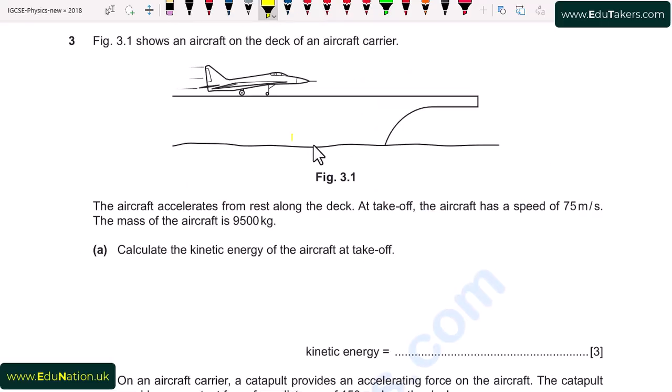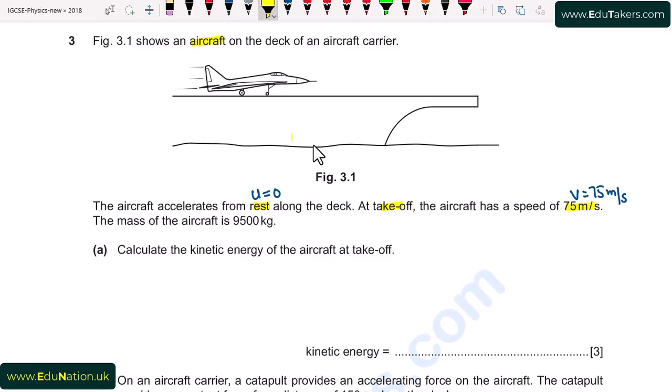Question number 3. Figure 3.1 shows an aircraft on the deck of an aircraft carrier. The aircraft accelerates from rest. It means that initial velocity is equal to 0, that is represented by u = 0 along the deck. At takeoff, the aircraft has a speed of 75 meters per second and this is the final speed, v = 75 meters per second.